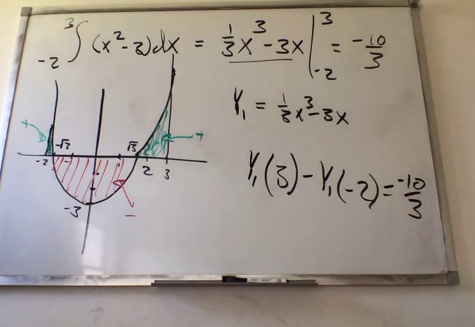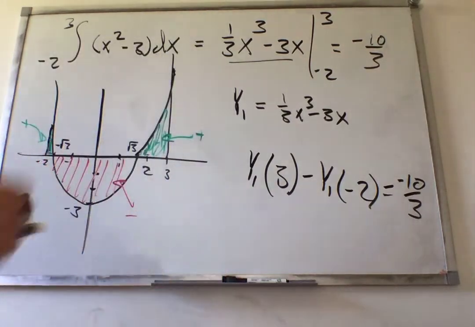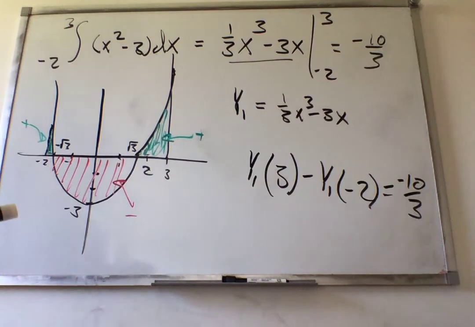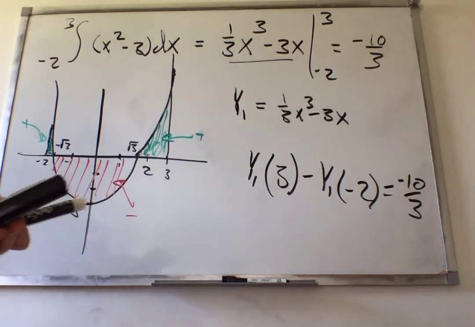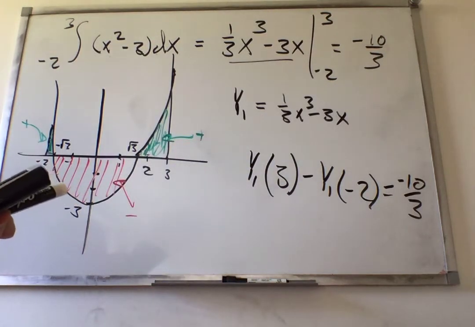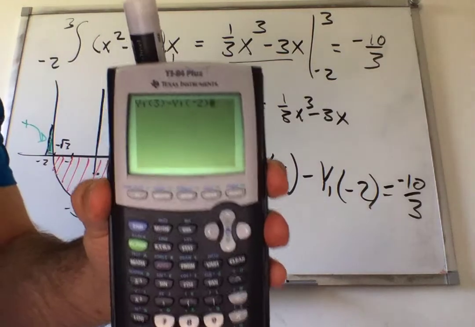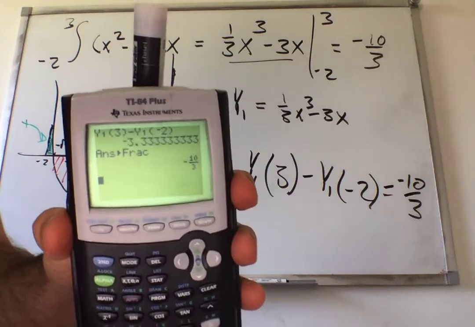Let me show you what I mean. So 1/3 x cubed minus 3x. So input it into y1. So this is the antiderivative. So find the antiderivative here. Plug it into your y equals. And then you hit vars, go over to y vars, function, hit enter. y1 of 3 minus vars, y vars, function y1 of -2. So then you get something that looks like this. And hit enter. And turn it back into a fraction.